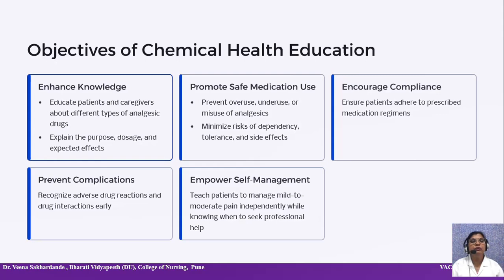Prevent complications. Any drug, any medication for pain has some side effect or adverse reaction also. So recognize the adverse drug reaction and drug interaction early so that it can be managed. Empower self-management, very important. We need to teach the patient and the patient's relatives to learn about mild, moderate and severe pain and accordingly how the dose is advised. The patient should not take the mild dose for severe pain or take the extra dose for mild pain. So empowerment or self-management is very important and it is our role to teach them.